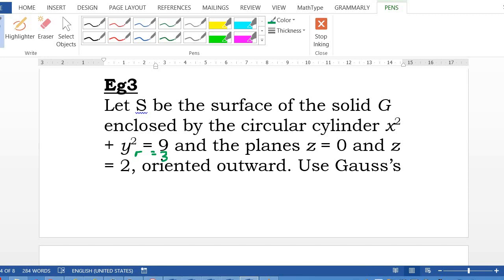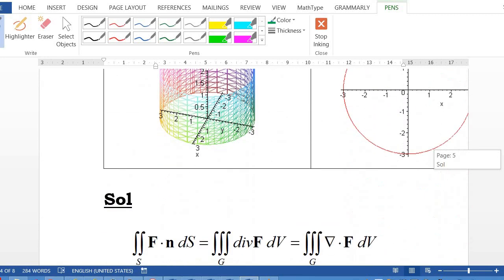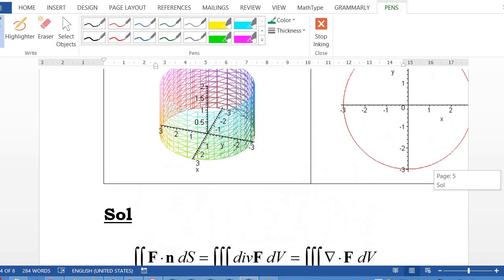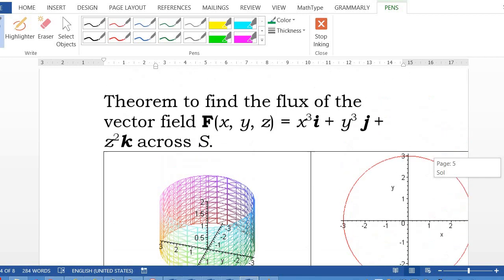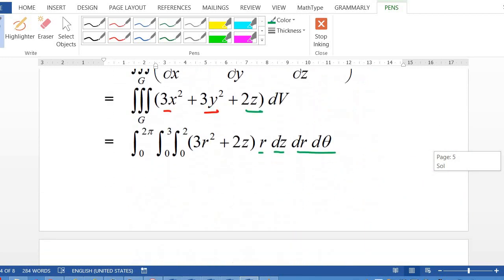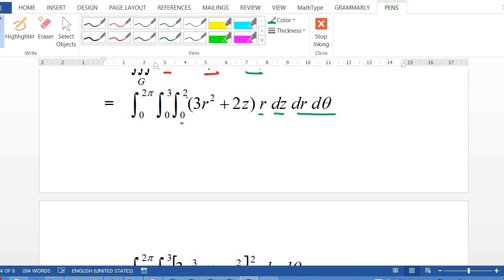Hence, to solve that dV, we'll use a cylindrical coordinate, where cylindrical coordinate maintains the dz, and the dA becomes r dr d theta. For the limit of z, because the cylinder is bounded from z equal to 0 to z equal to 2, the limit of z will be from 0 to 2.